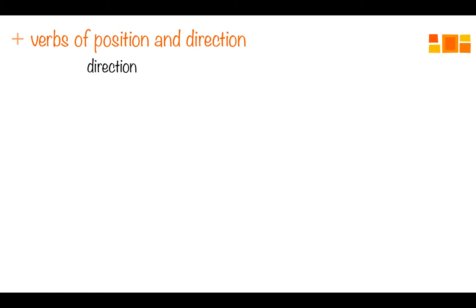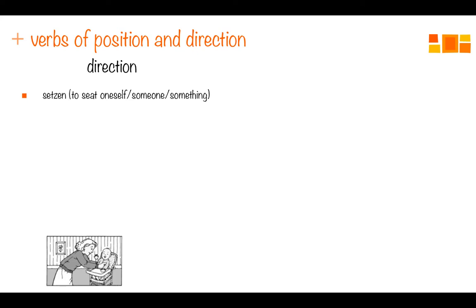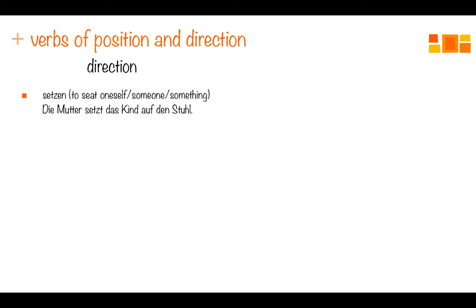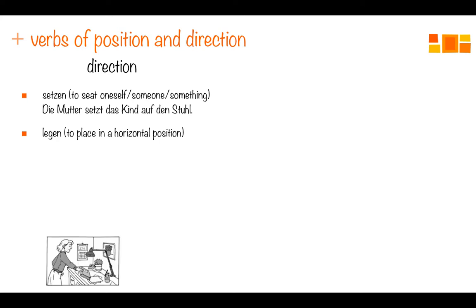And here they are. Verbs of direction: setzen, to seat oneself or someone or something. For example, die Mutter setzt das Kind auf den Stuhl. Another verb is legen, to place something or someone in a horizontal position. Die Frau legt das Buch auf den Tisch.